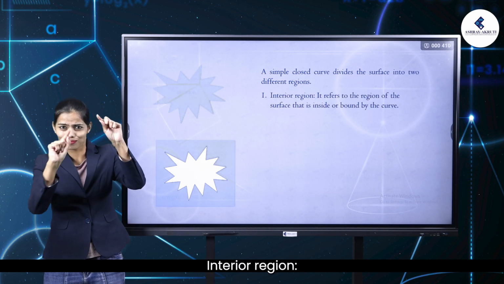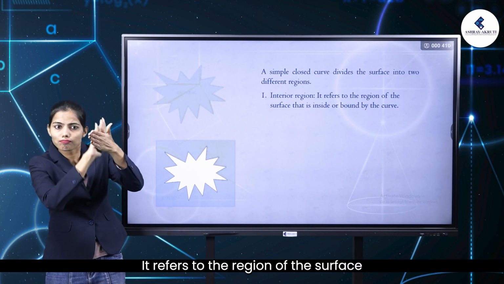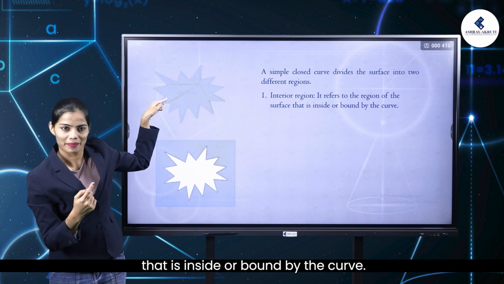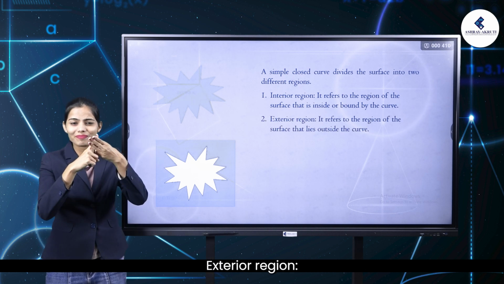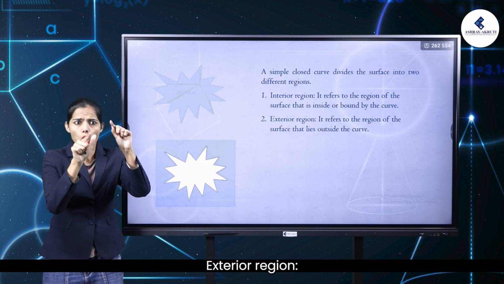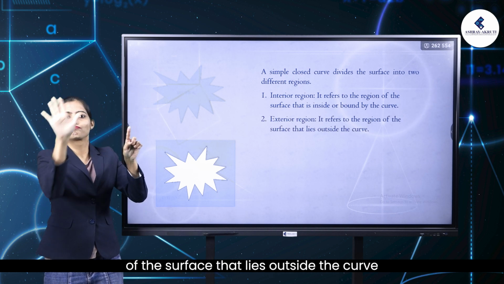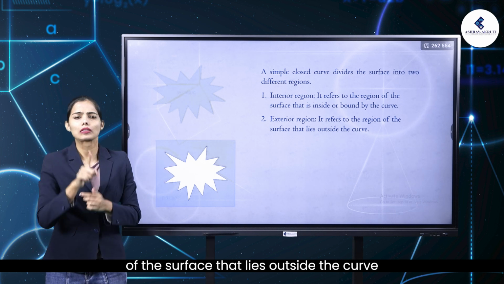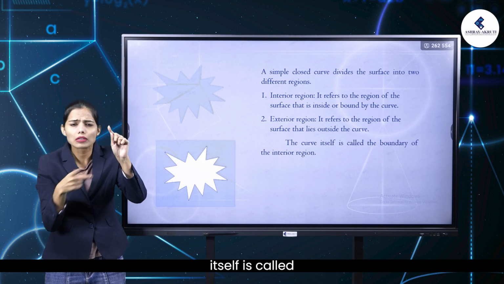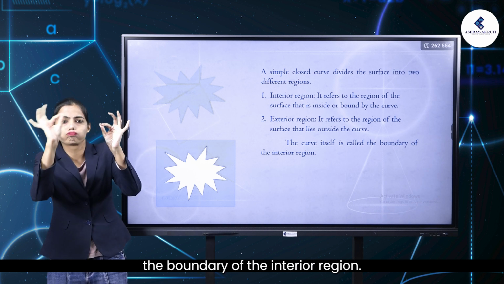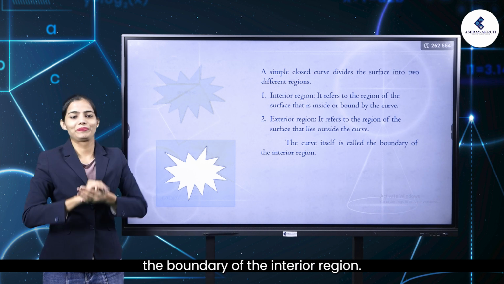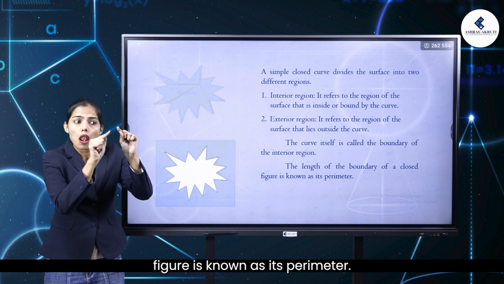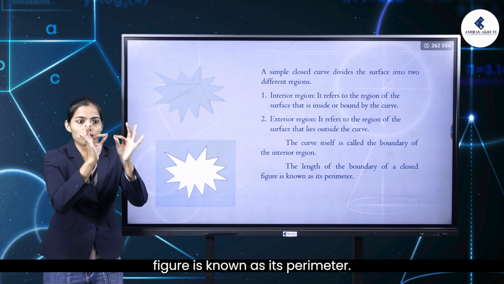Interior region. It refers to the region of the surface that is inside or bound by the curve. Exterior region. It refers to the region of the surface that lies outside the curve. The curve itself is called the boundary of the interior region. The length of the boundary of a closed figure is known as its perimeter.